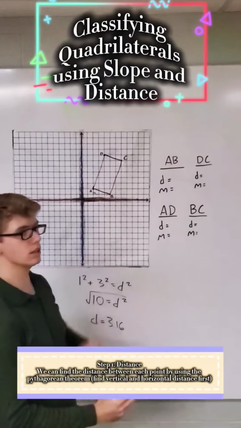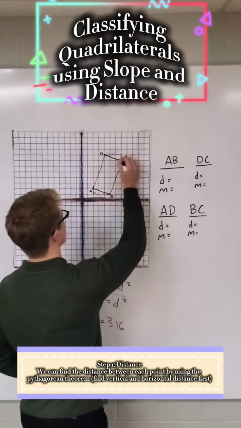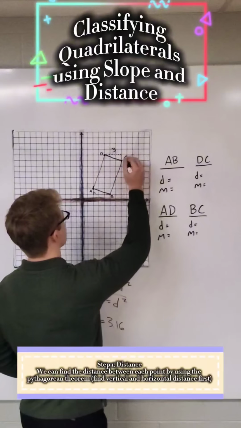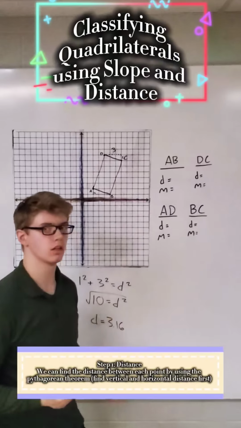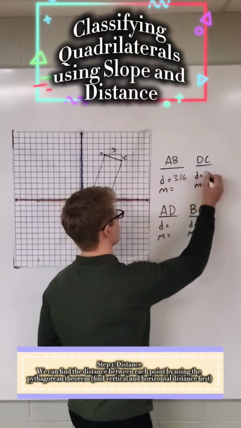Now, if you were to look up here at DC, you would notice that we have the same thing, where we have a horizontal distance of 3 and a vertical distance of 1 again. So we can say that both of those are going to be 3.16.